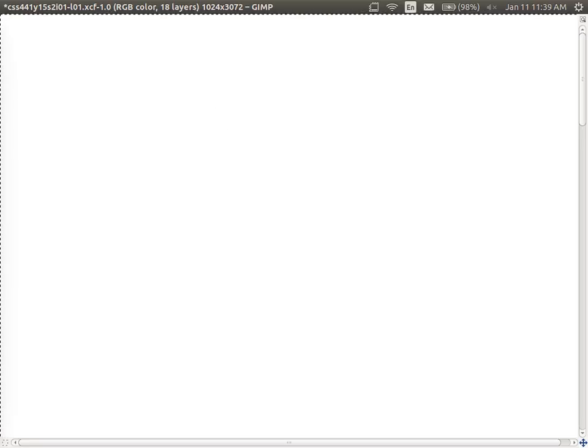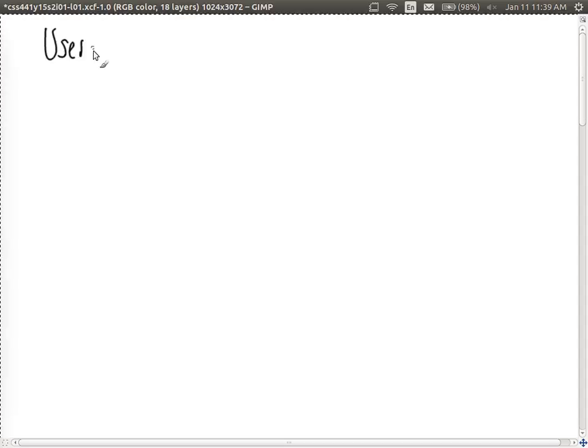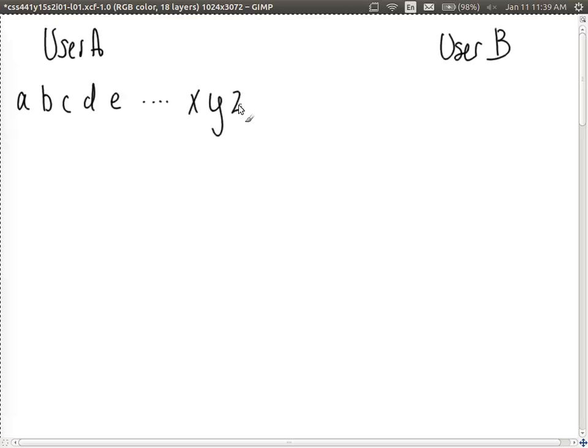So the concept with using this cipher: we have our two users. User A will choose a mapping. Think of all the letters. I will not write them all, but we'll define a mapping, and we will choose our own mapping.